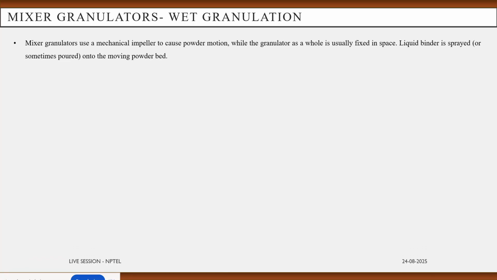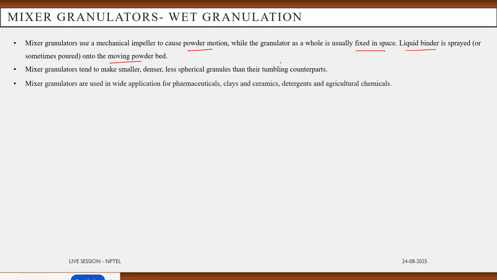So mixer granulators use a mechanical impeller to cause powder motion, while the granulator as a whole is usually fixed in space. Here also liquid binders are sprayed, or sometimes just poured into the granulator onto the moving powdered bed. Mixer granulators tend to make smaller, denser and less spherical granules than their tumbling counterparts.